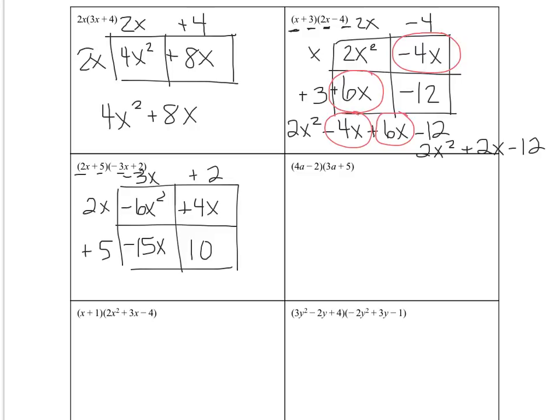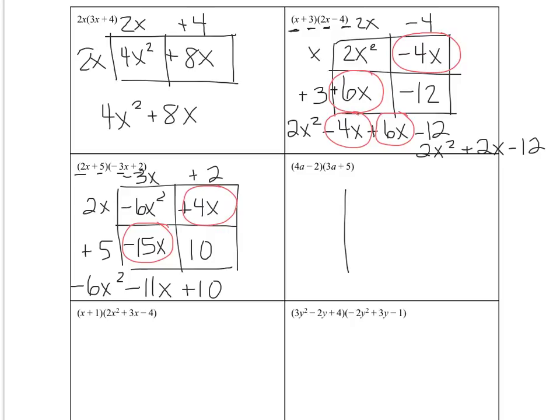And I notice that once again, do I have any like terms? Oh yes, I've got this negative 15x and this positive 4x. So I'm going to combine those when I take it out. I've got negative 6x squared minus 15x plus 4x, that's minus 11x, plus 10.